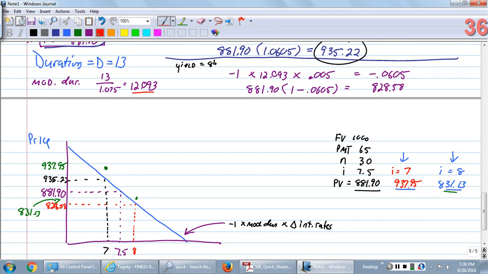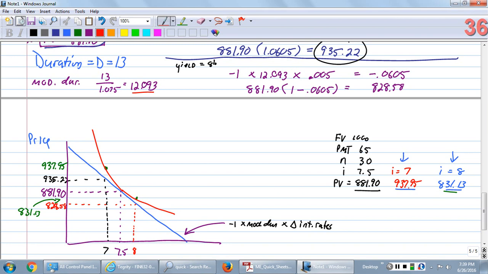So what I want you to see here, and this is an important thing, is that the actual relationship between prices and interest rates is not a straight line. It's not linear. It's curved. The actual relationship between price and yield is not linear. It is curved. More specifically, it's convex. Your textbook talks about bond convexity. Okay? And you can see it here because it's not linear.